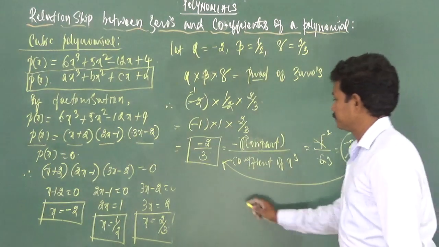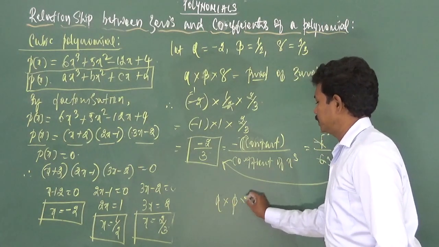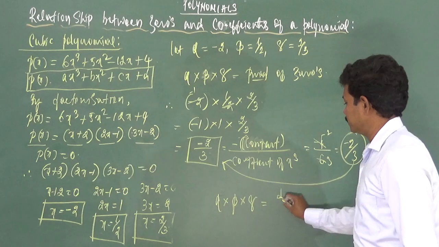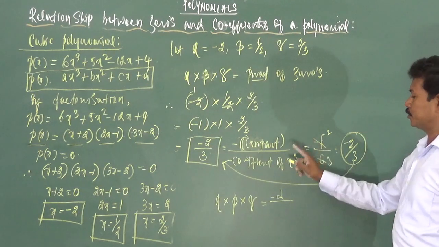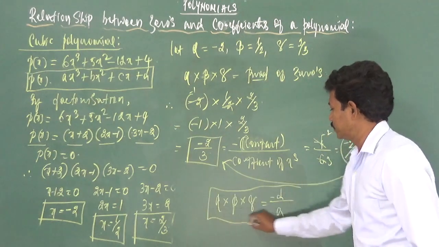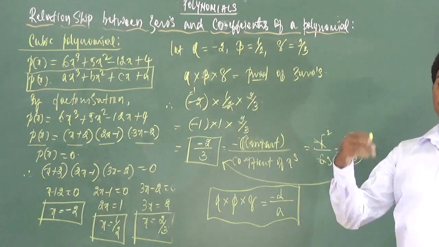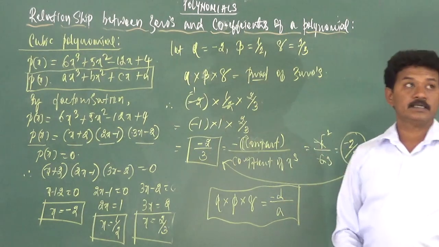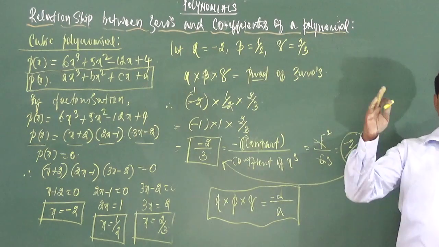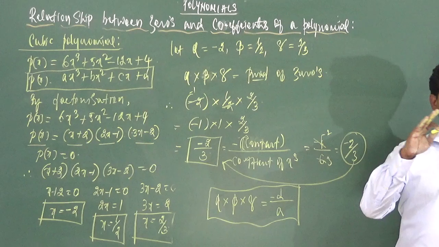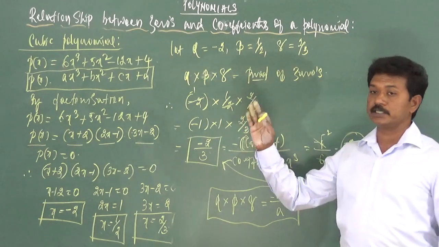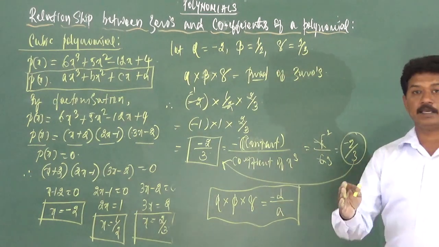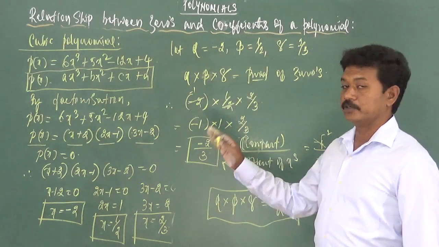So therefore alpha into beta into gamma can be written as, the constant is nothing but d, that is minus d by the coefficient of x cube, that is a. So the formula to find the product of the zeros in a cubic polynomial is minus d by a. So you have to remember this. The sum of the zeros of a cubic polynomial is minus b by a. The sum of the product of the zeros taken two at a time is c by a, and directly the product of the zeros is minus d by a. So this is the formula you have to remember.